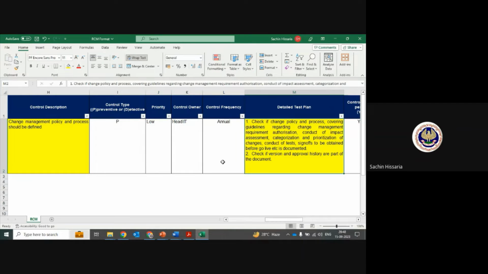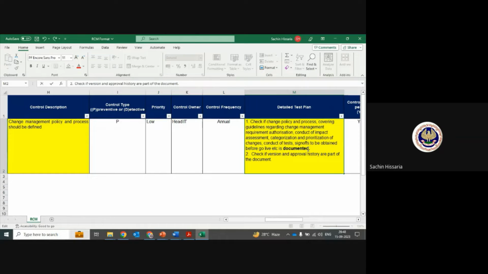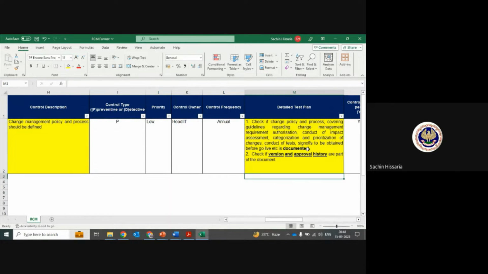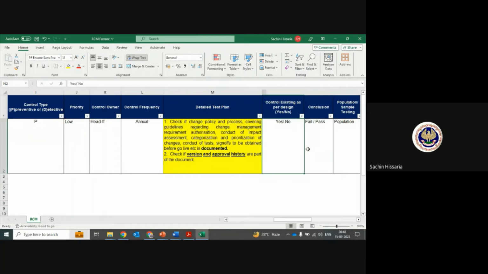Now another important topic, detailed test plan. As an auditor, how will I verify this particular process? I will check whether this policy is documented or not. I will check whether the version history and approval history is there or not. So this is the test that I will be performing in the audit, and I am documenting this test plan in my RCM.